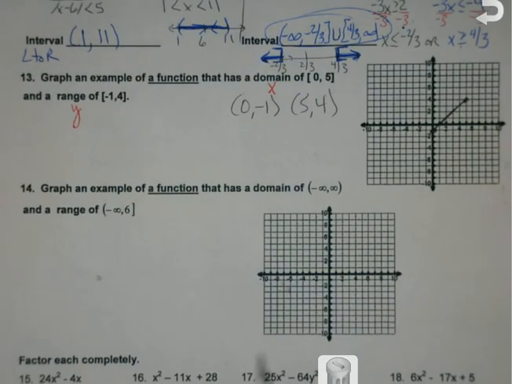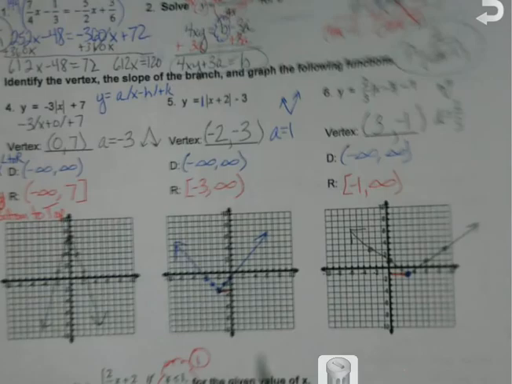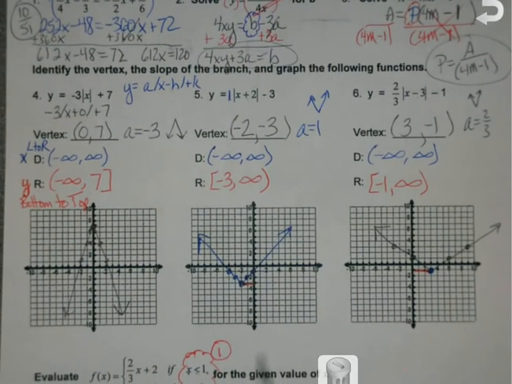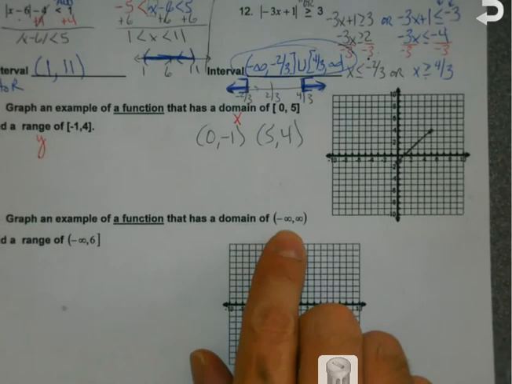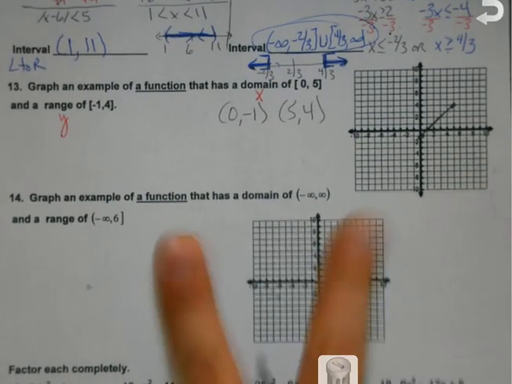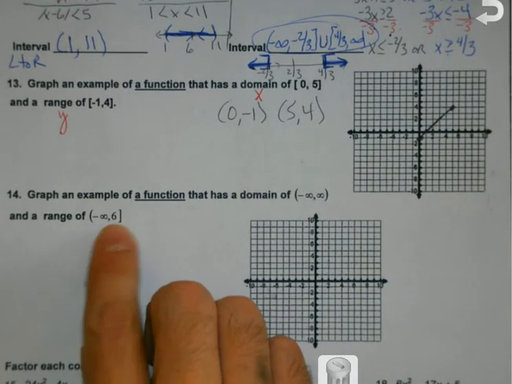Graph an example of a function that has a domain of negative infinity to infinity, and a range of negative infinity to 6. Now let's think about that for a minute. Let's flip back over for a second, because I remember things that look like this. Let's look at this one more time. Domain of negative infinity to infinity, so that sounds like one of our v's, okay? And a range of negative infinity to 6.